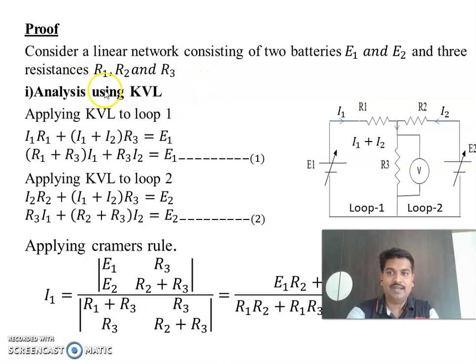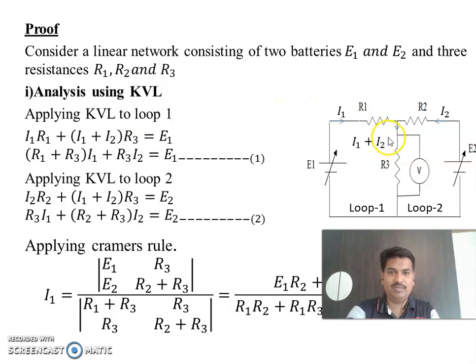First part I am analyzing using the KVL. So applying KVL to the loop 1. This is the loop 1. What Kirchhoff voltage law says is the sum of the product of current and resistance is equal to the EMF of the loop.